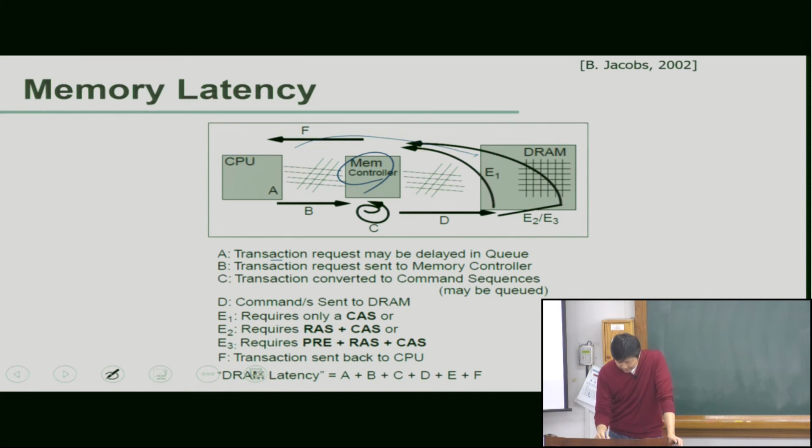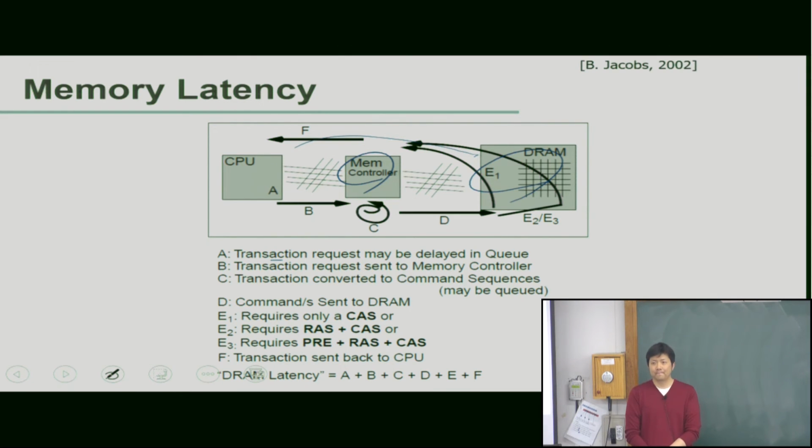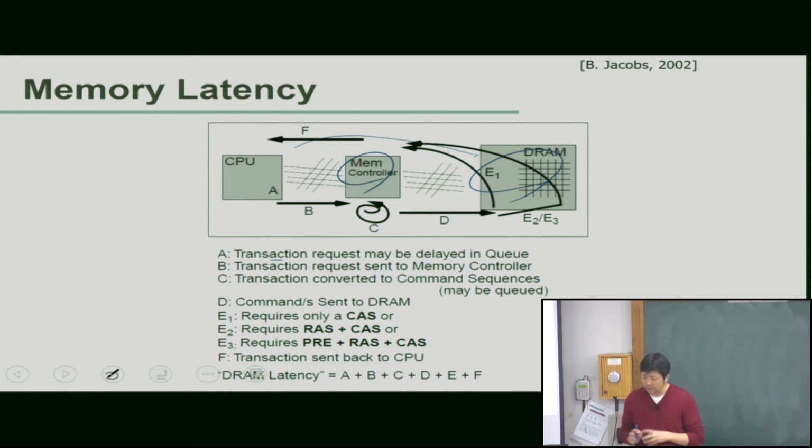this DRAM access latency actually depends on the state of the bank, right? So why is it so? How much time is it going to take? Let's say you want to access a specific column, then the column access latency may vary depending on the state of the bank. Why is it so?